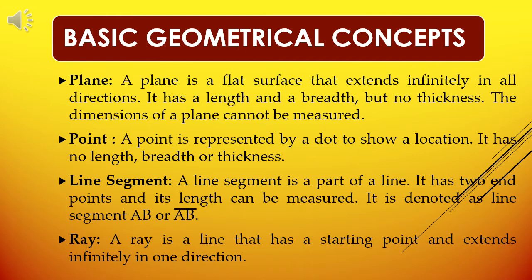Next comes line segment. A line segment is a part of line only. It has two endpoints and it can be measured. It has fixed length. It cannot be extended in any direction. Next comes the ray. A ray has only one endpoint and it can be extended in the other direction.